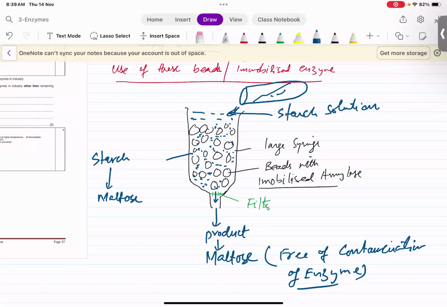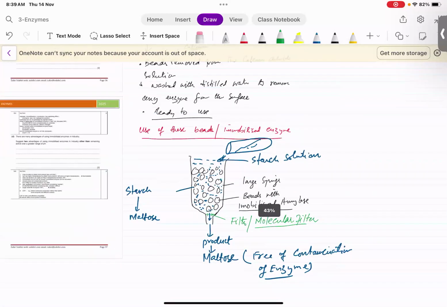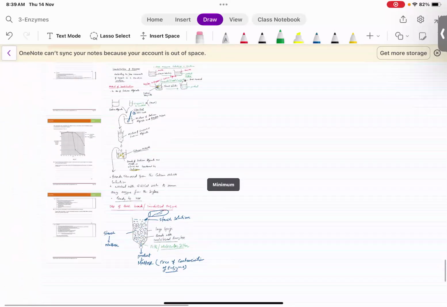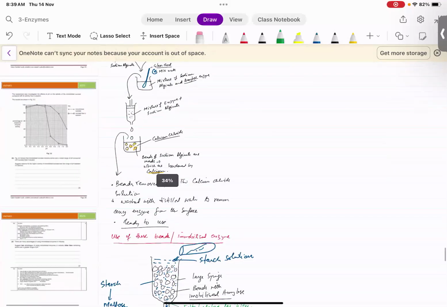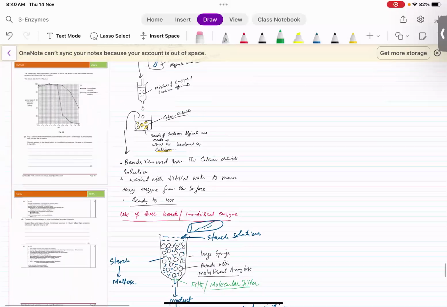So if we look at the important, yes. Yes, this is a small filter that allows maltose to pass through it. So this may be known as a molecular filter.